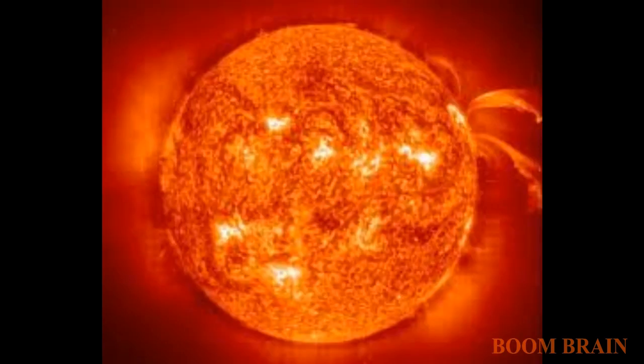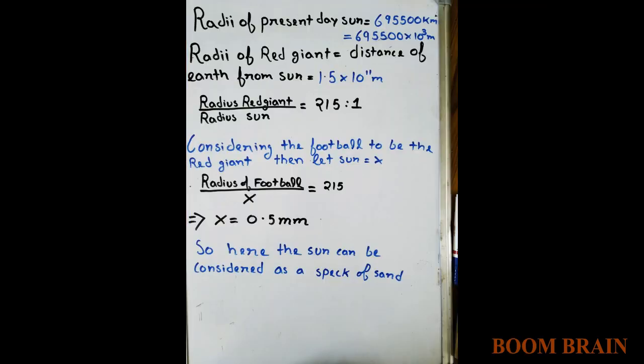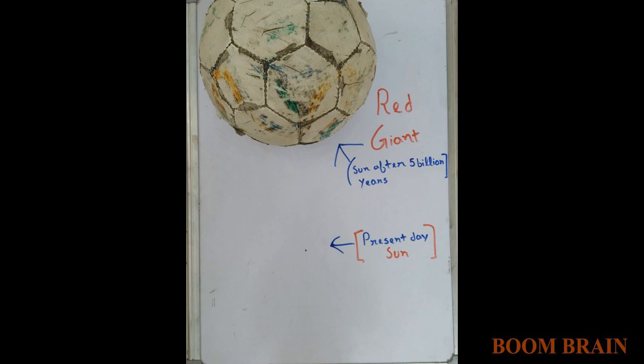And to show how big our sun would get in 5 billion years, here is a demonstration. If the red giant would consume Earth, then we can assume its size to be equal to the radius of Earth. And now considering the red giant to be the football, then the present day sun would only be 0.5 mm in radius. So it could be considered to be equal to a speck of sand.